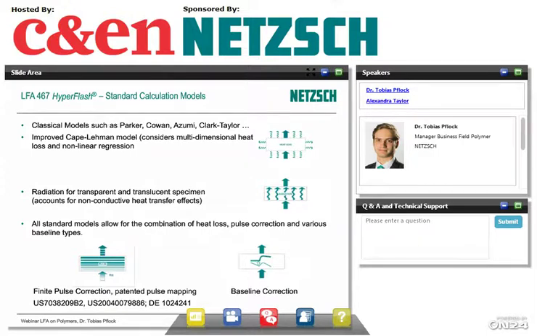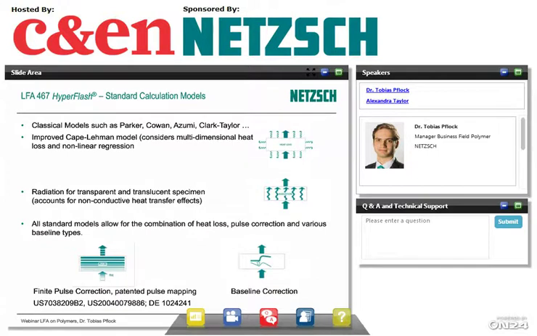The good news is, even here, you don't have to be a professional to know all these models. There are all different names: Parker, Cowan, Azumi, Clark and Taylor, and so on, the improved Cape-Lehman model, whatever, because this is all simplified in our software. You can just click through the models and find which model is most appropriate for your sample, to take into account heat loss, and radiation that happens inside your sample that does not contribute to the normal heat transport, for example if you have transparent samples.